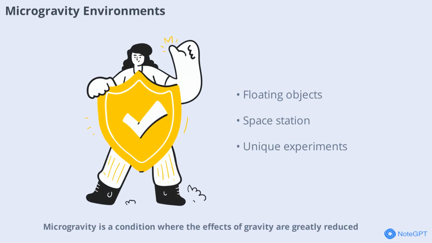Microgravity is a condition where the effects of gravity are greatly reduced, such as aboard the International Space Station. In microgravity, objects appear to float, and everyday activities become challenging. Scientists study microgravity to understand its effects on the human body and to conduct experiments that are impossible on Earth. This research is vital for long-term space exploration.